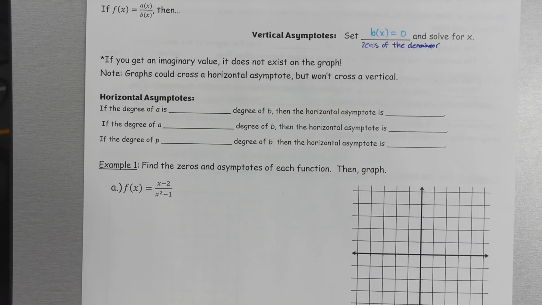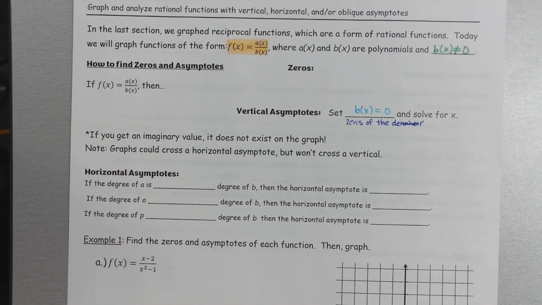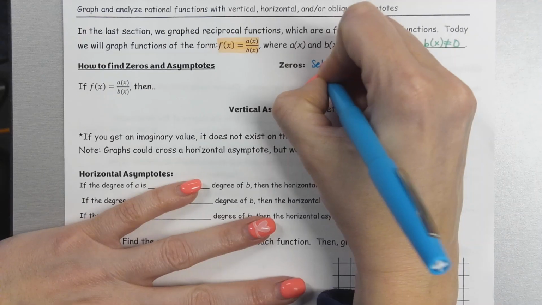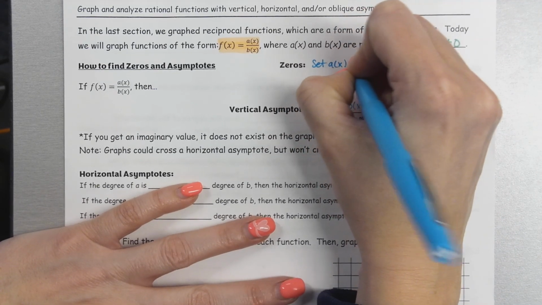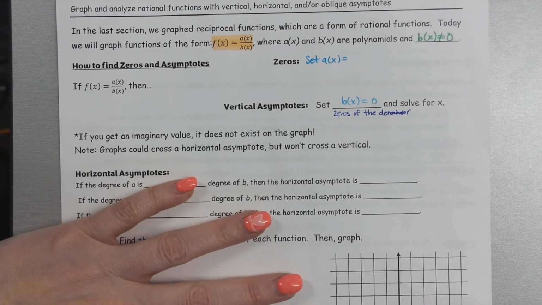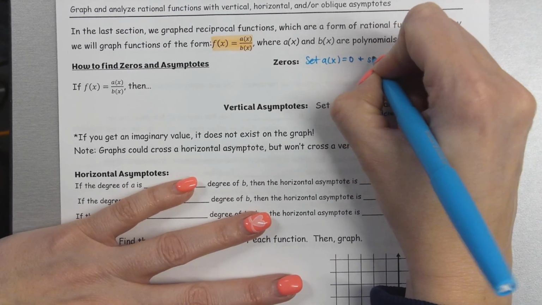All right, and then something that is going to be added on is finding the zeros, which technically we did, because remember, zeros are x-intercepts. So when you are finding a 0, you just have to set the numerator, which they're calling a of x, equal to 0. When you look at the book, they're going to say set a of x equal to 0 and solve for x.